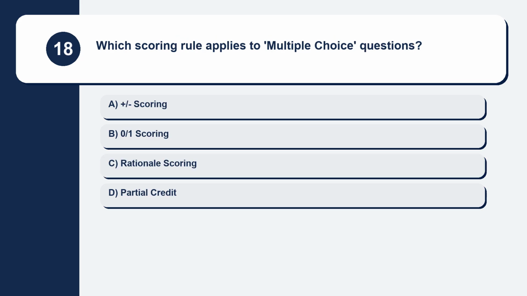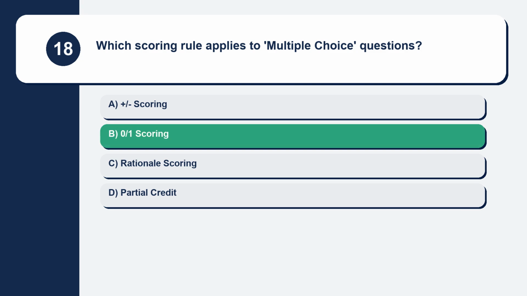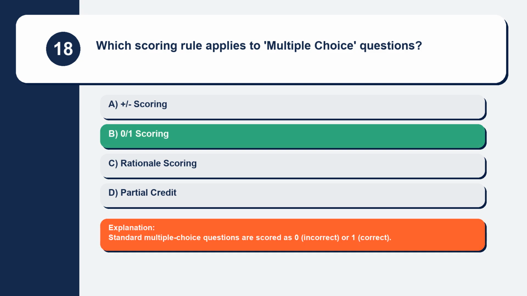Question 18. Which scoring rule applies to multiple choice questions? Plus/minus scoring, 0/1 scoring, rationale scoring, partial credit. Standard multiple choice questions are scored as 0, incorrect, or 1, correct.